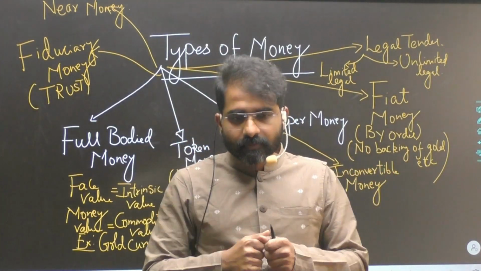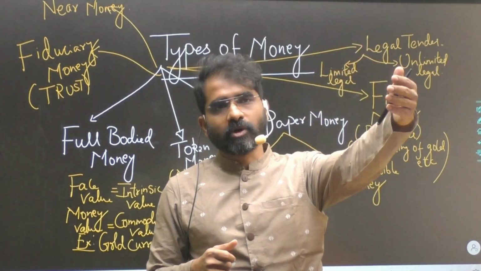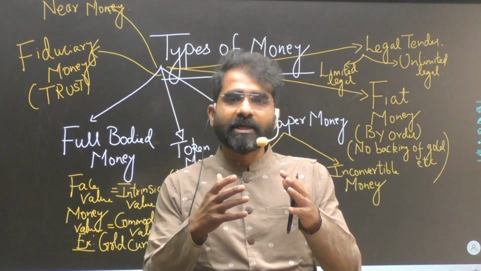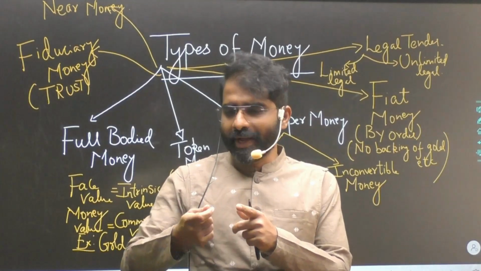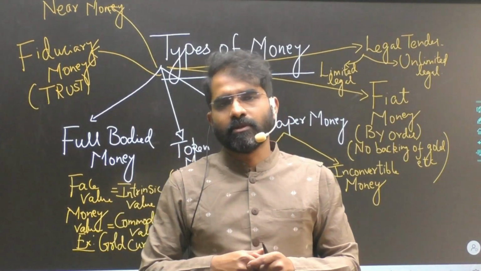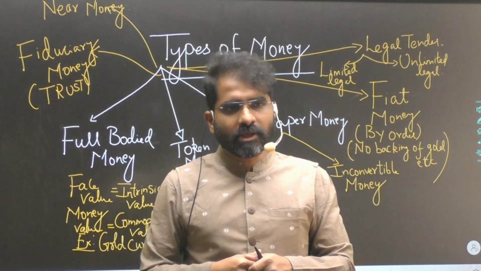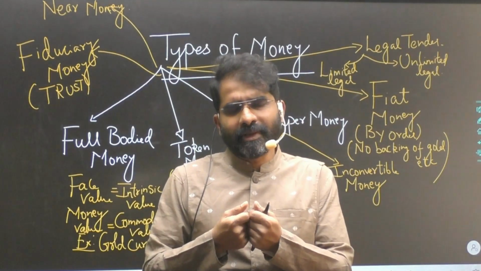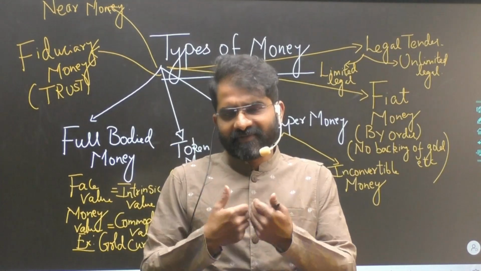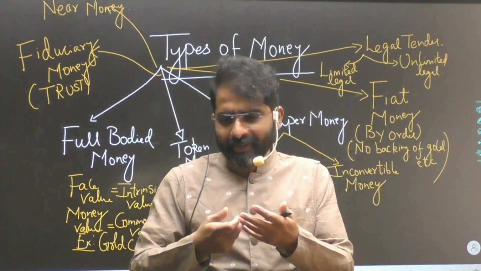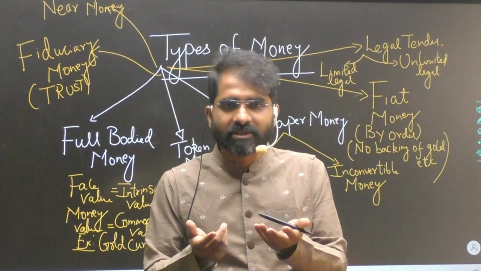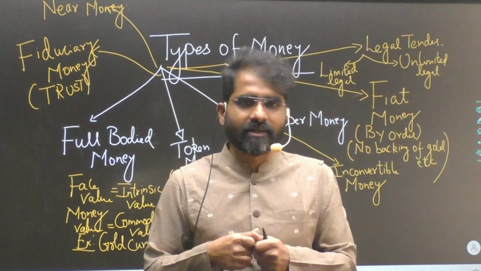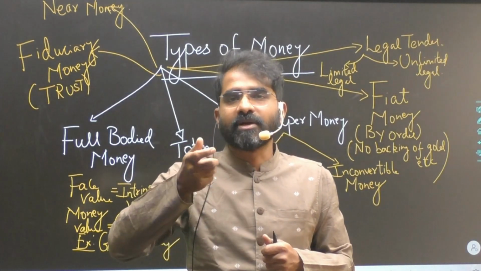Suppose you have gone to a bakery and you have eaten a burger. Now you go and give cash to the restaurant person. Now there is a liability created here. That means there is some service which I have taken, and I'm paying. He cannot reject it because that money is a legal tender. He cannot deny, he cannot reject.